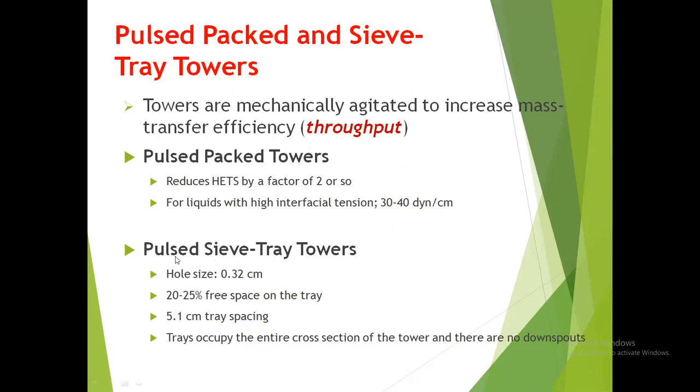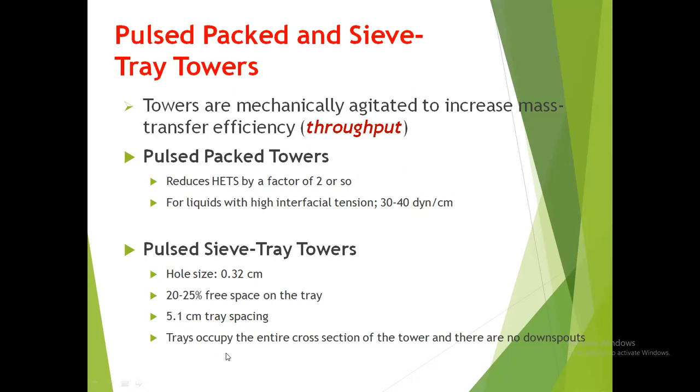We can also have a pulsed sieve tray tower. The sieve tray, or the perforated tray tower, the standard that we have discussed a few minutes ago, can also be pulsed. So in here, the hole size is reduced to 0.32 centimeter. In terms of the free space, it's 20 to 25%, and 5.1 centimeter tray spacing. So not as widely spaced as the original sieve tray towers.